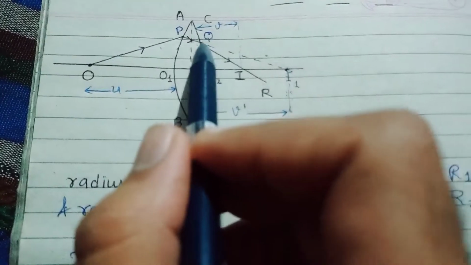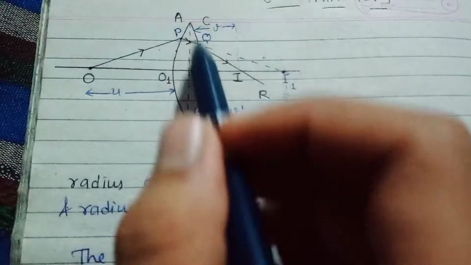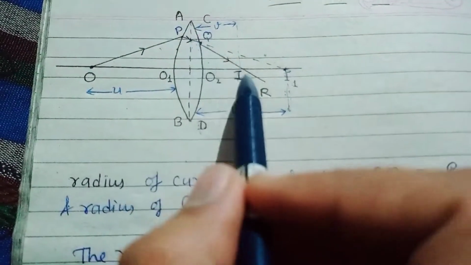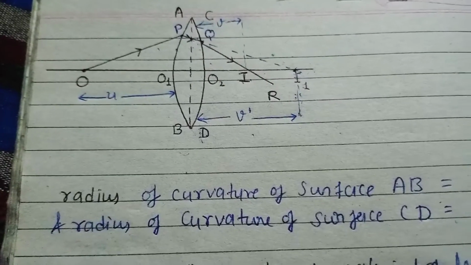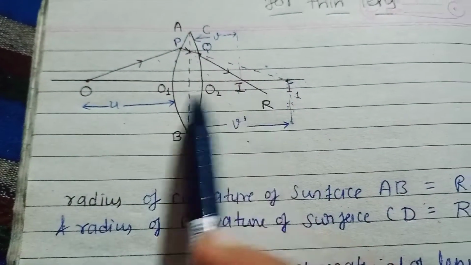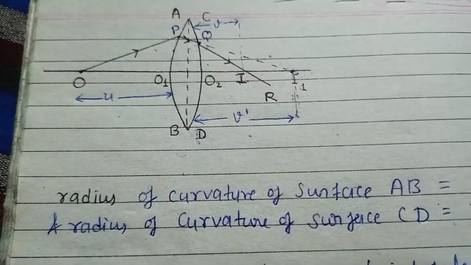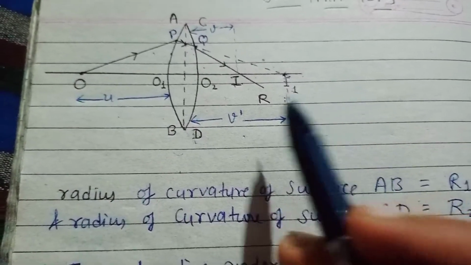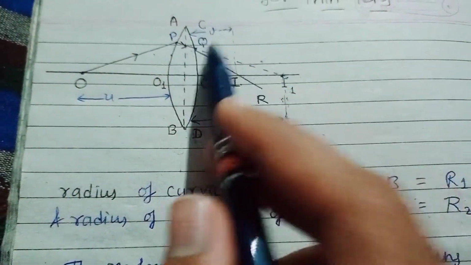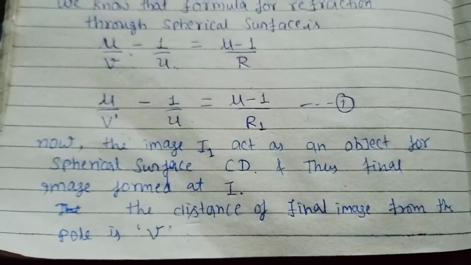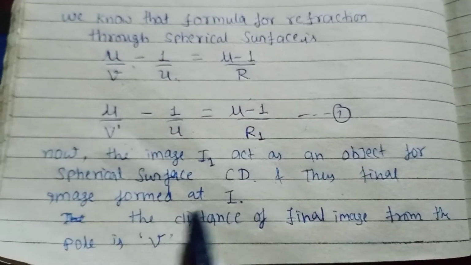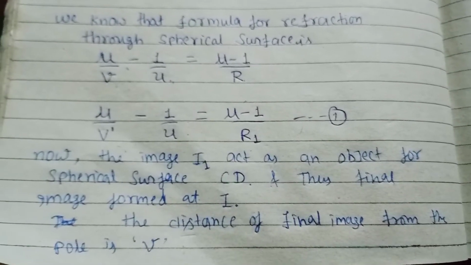After refraction through the surface CD, the final image will be formed at point I. The distance of the final image I from the pole is small v. As you can see, I1 is the object in this case, so the distance of the object is v dash and the distance of the image is small v. The image I1 acts as an object for the spherical surface CD, and thus the final image is formed at I.